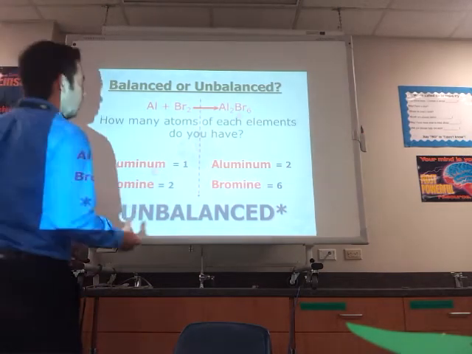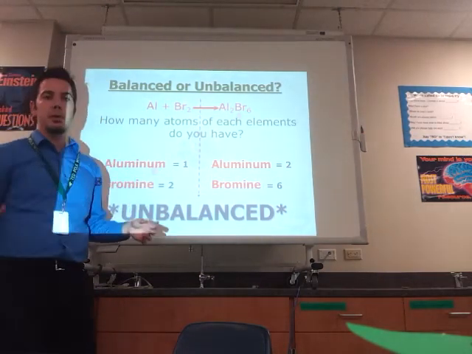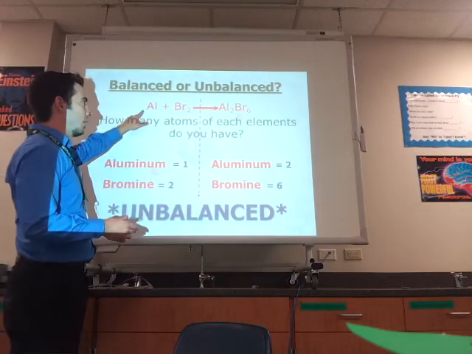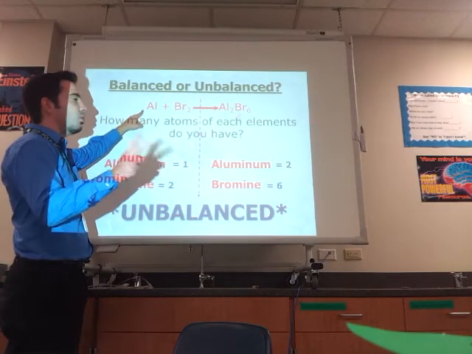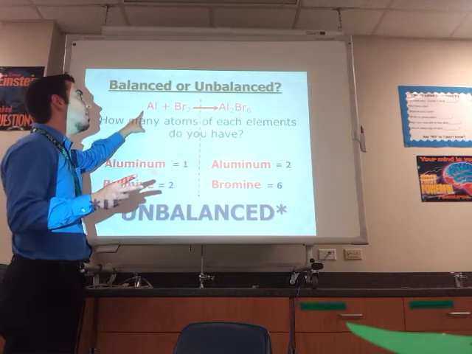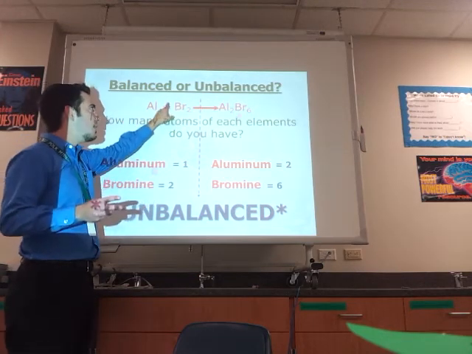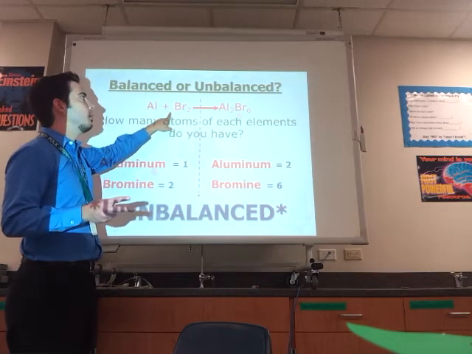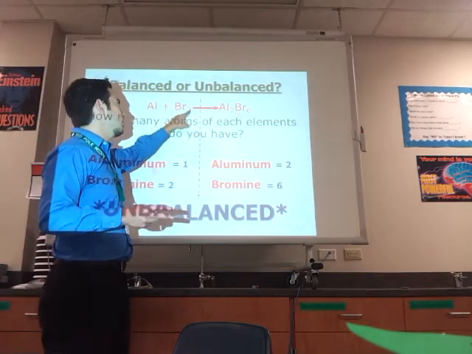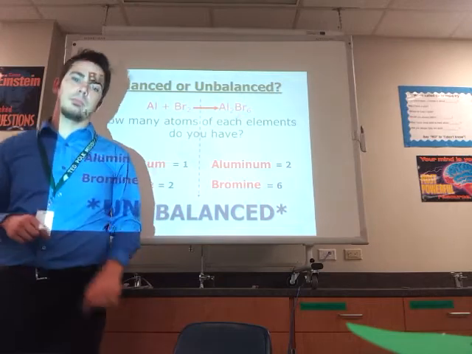So the next step is you would have to go and actually balance this equation. It would actually take 2 aluminums to make this reaction happen. So 2 would be our coefficient here, and you'd have to have 3 bromine molecules in order to make 3 times 2, 6 bromines.